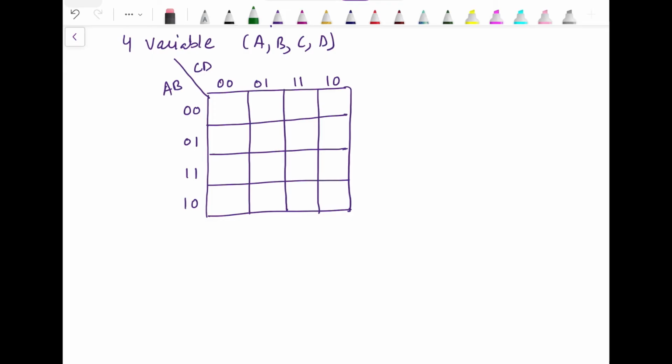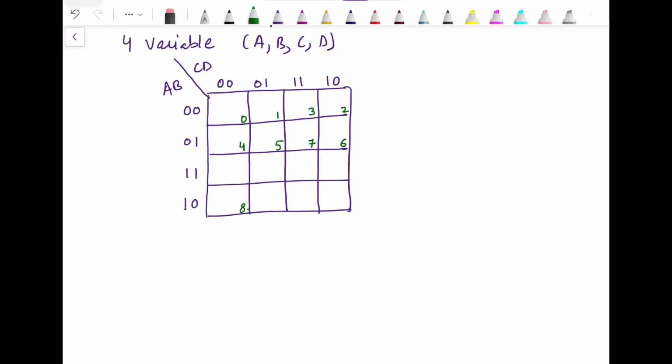Now let's write each of the minterms or the maxterms corresponding to each cell. So 0000 is 0, 0001 is 1, 0010 is 2, and this one is 3, 0011. 0100 is minterm 4, 0101 is 5, 0110 is 6, 0111 is 7. Now if you look at 8th, 8th is over here because 1000.